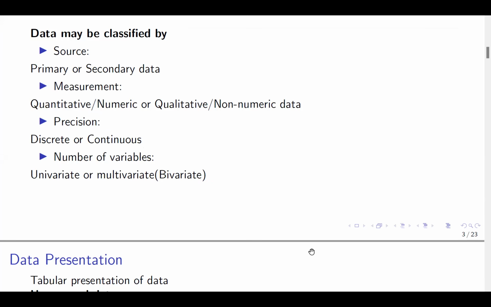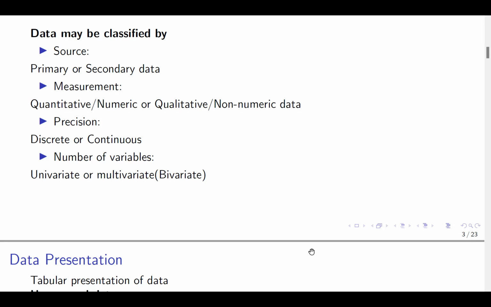The final is classifying your data by the number of variables. Here is where you may be considering only one variable or a number of variables in your study. So if you are conducting a study where you are taking into consideration the age of the person, the sex of the person, and the level of education. In this particular study, you have 3 variables. That's age, gender, and the level of education.